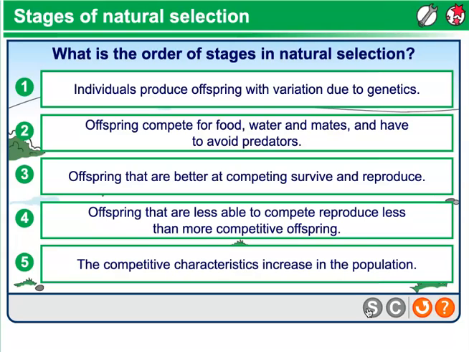Stage number 3. Offspring that are better at competing survive and reproduce. Stage number 4. Offspring that are less able to compete reproduce less than the more competitive offspring. And stage number 5. The competitive characteristics increase within the population.